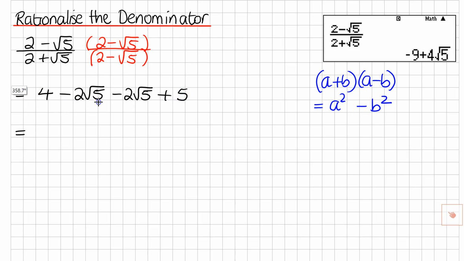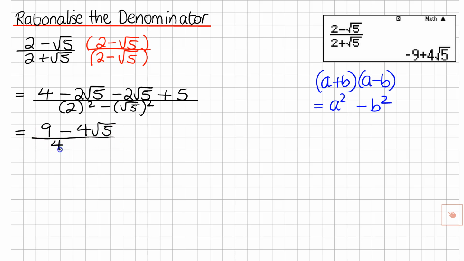Then the bottom line, as I've said, now is the difference of two squares. So that's going to be 2 squared minus the square root of 5 squared. Okay, so what we have now on top, we have 9 minus 4 root 5. And on the bottom, just working out my squares, I have 4 minus 5, because root 5 squared gives me 5. Now what this gives me then is 9 minus 4 root 5 all over minus 1.